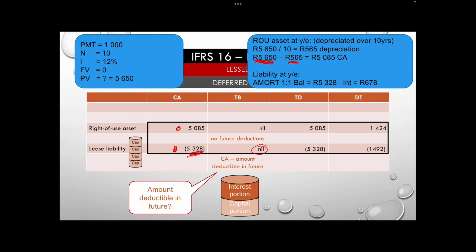Because this 5328 includes all the capital portions of my lease payments for years 2 to 10. And remember that the capital portion is only one portion of my total lease payment. There's also an interest portion, and the full 1,000 Rand lease payment will be deductible for tax. And because the 1,000 Rand is deductible for tax, the capital portion of that 1,000 Rand for each lease payment will be deductible. So that's why we have a nil tax base, because the amount that will be deductible in future will also be the full carrying amount.